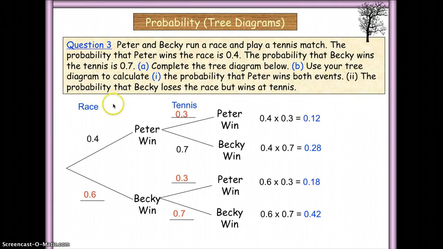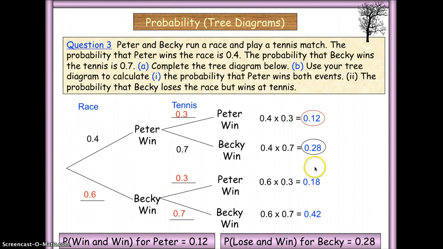On the other hand, the probability that Becky loses the race but wins at tennis is, here we go. So here when Peter wins is when Becky loses, right? Okay, and so this is the path. And then on the other hand, Becky wins, and so this is the path here. So 0.4 and 0.7, so you'll get 0.28 or 28%. Okay, so these are examples of independent probability.